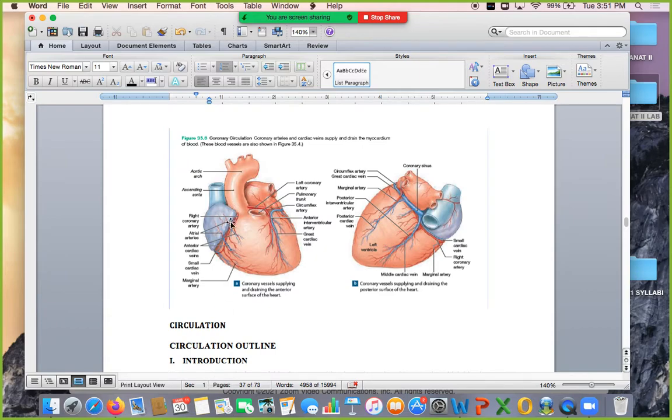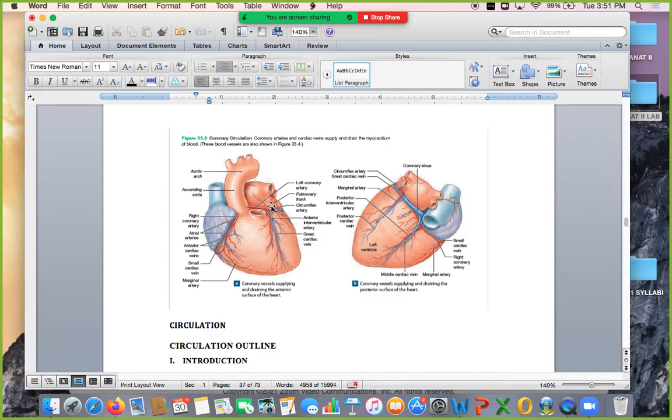So here's our right coronary artery. Here's our left coronary artery. Left is going to split in two. Here's the pulmonary trunk. Sorry, the pulmonary trunk is for leaving or ejecting out of the heart. I apologize, it has nothing to do with coronary circulation.